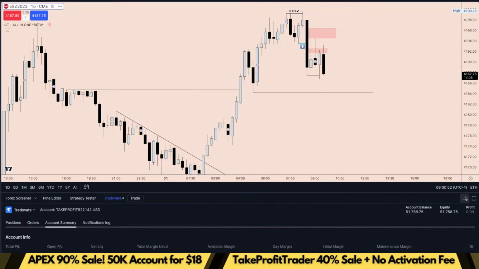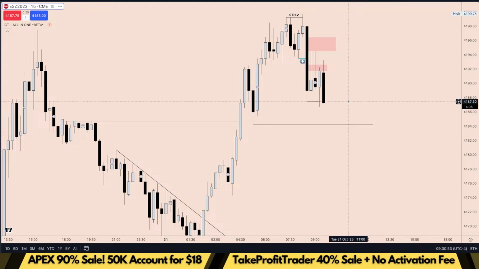But let's watch the New York Open here. Someone asked how you would find signals with my ICT all-in-one indicator. And I want to really make this clear. This is not a signal indicator.